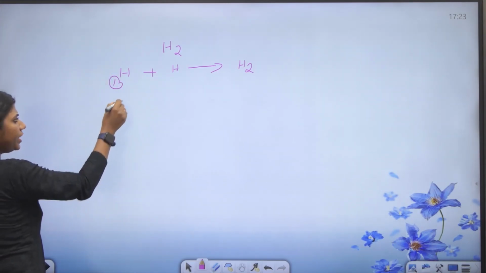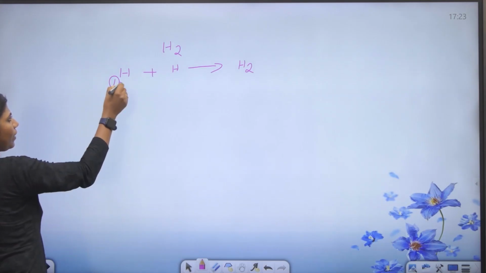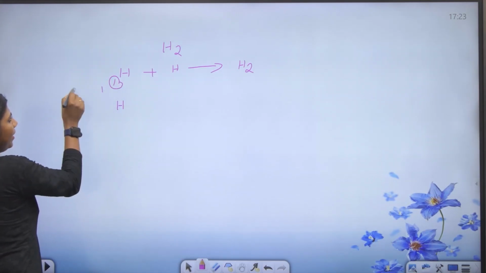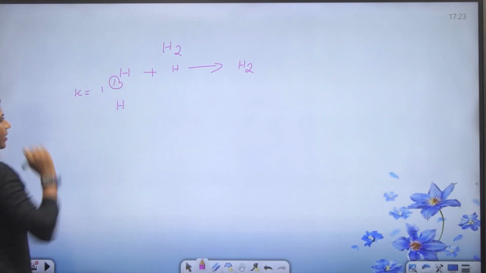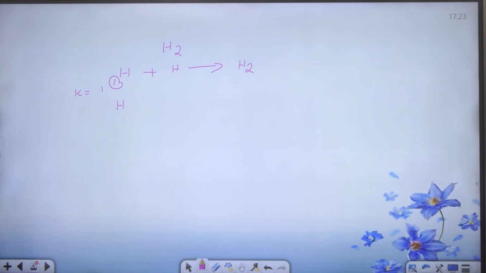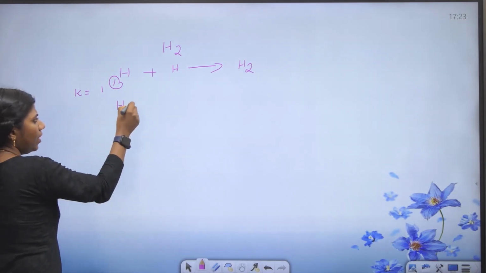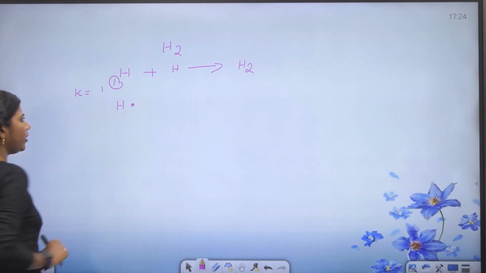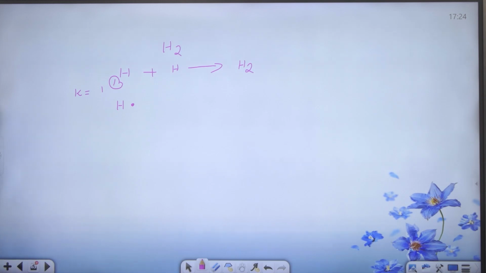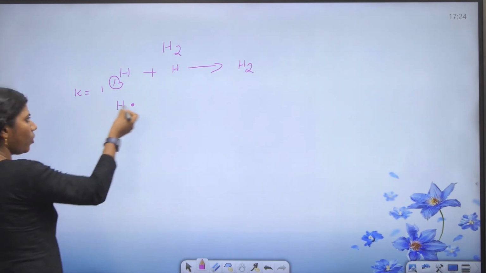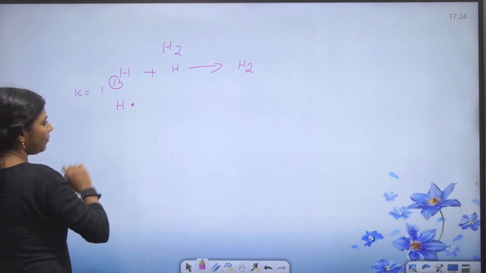The configuration of hydrogen is 1. It has only one shell, that is the K shell. The K shell has only one electron. The valence shell is also the K shell. The number of valence electrons present in a hydrogen atom is also 1, because only one shell is present.